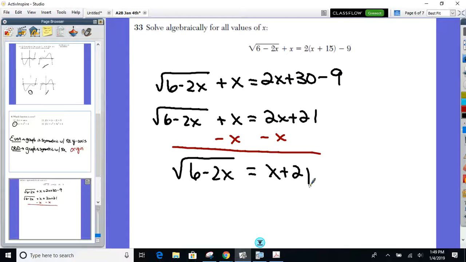Okay, radicals by itself. Hi, Langston. Just wonderful. How are you?